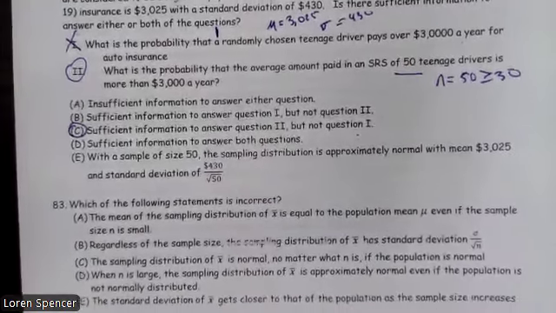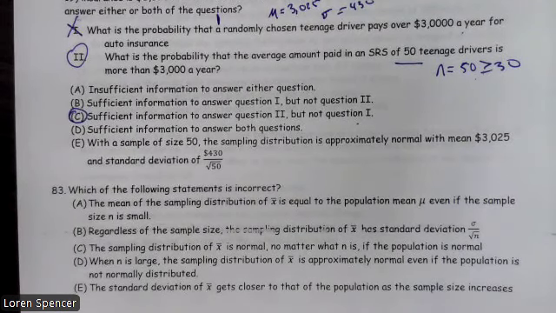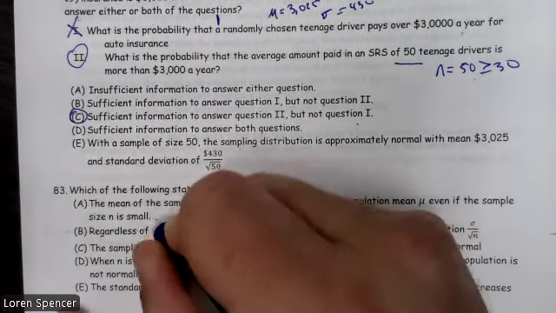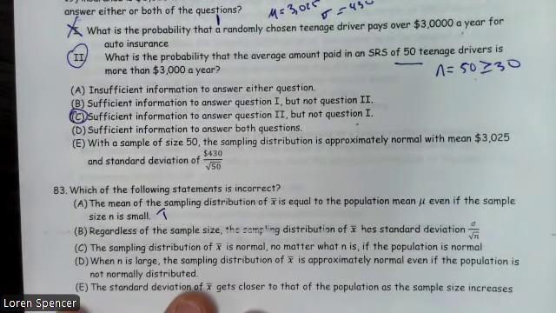All right, number 83. Which of the following is incorrect? The mean of the sampling distribution of X bar is equal to the population mean, even if the sample size is small. That's a true statement. The mean is the mean is the mean. So that's a true statement.